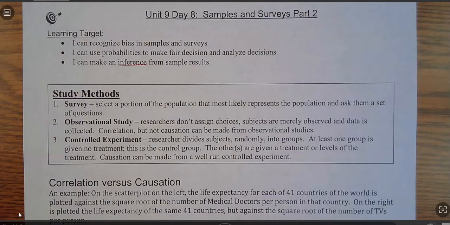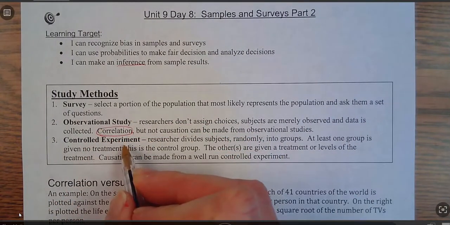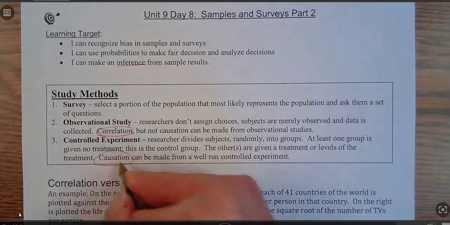We can even do levels of treatments. Eventually, if you take AP stats or probability and stats, you'll do that. You might be given medication, and you may be asking, does the medication work? But also you want to know what level of medication. Is 5 milligrams enough? Is 10, 15, 50, whatever it might be? Which one seems to be the most effective? Here, causation can be made if it's a well-run controlled experiment. So an observational study can only give you correlation, but a well-run controlled experiment can find causation.